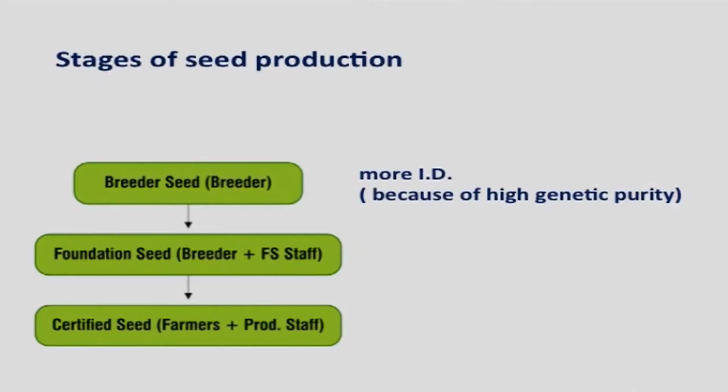Then stages of seed production. Because of high genetic purity of breeder seed, the crop require more isolation distance. What is the genetic purity of the breeder seed? Already I have told it is 100%. For foundation seed crop, it require less isolation distance compared to breeder seed. And compared to breeder seed and foundation seed, certified seed crop require less isolation distance.